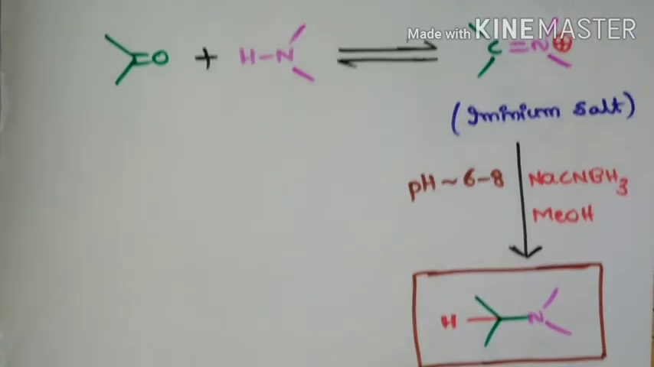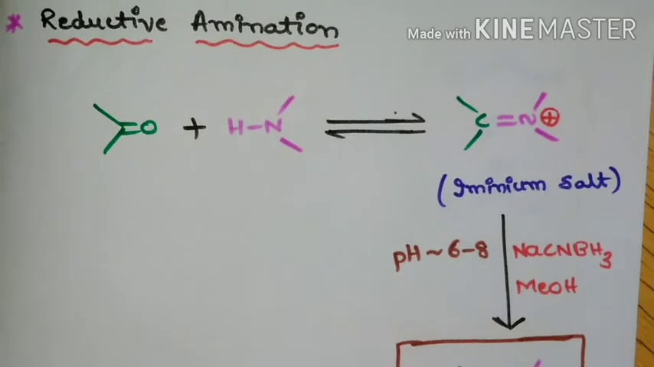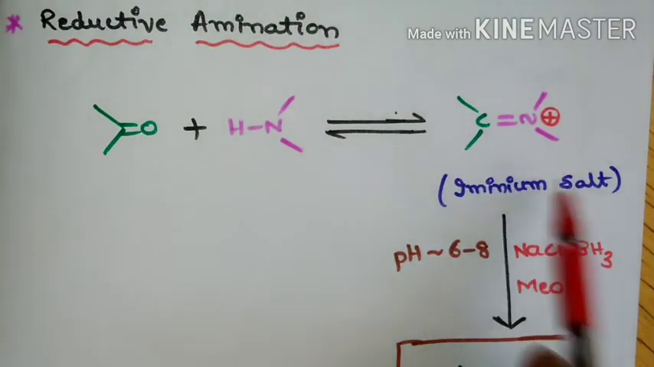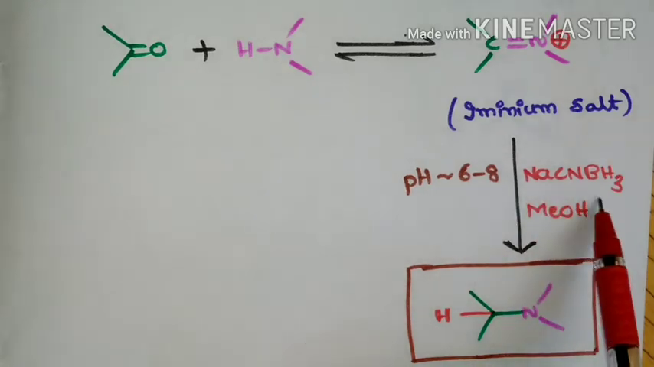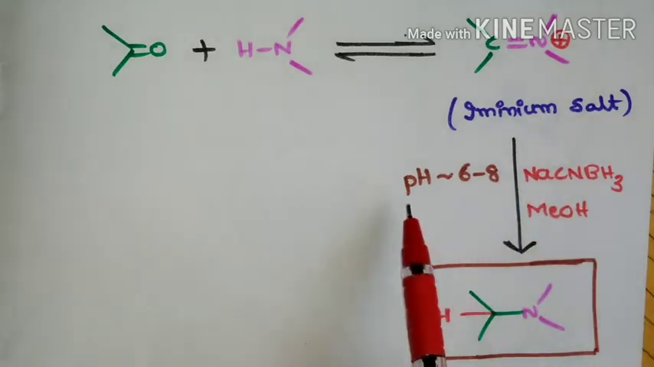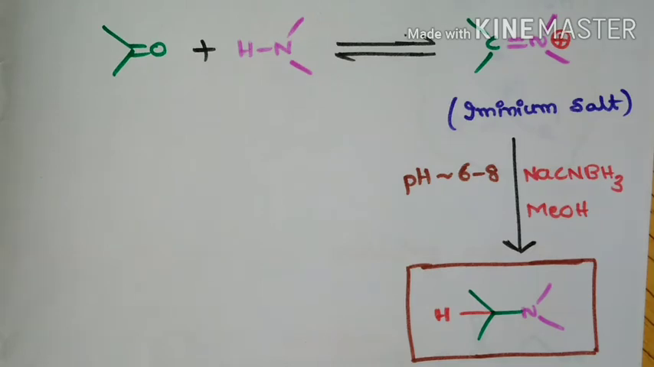So this is known as reductive amination. Means a carbonyl group upon treatment with amines is going to form an imine salt, and this imine salt will be reduced to the corresponding amine derivatives by using sodium cyanoborohydride, pH range 6 to 8.